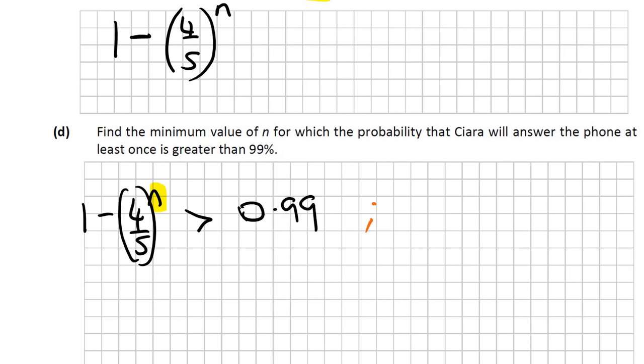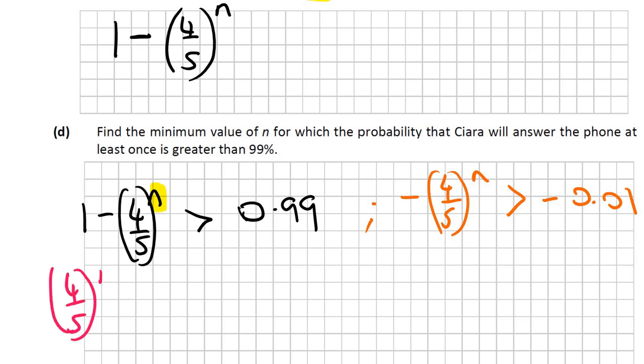Just to answer this in a stepwise fashion, I will subtract 1 from both sides. So we're left with minus 4/5 to the power of n is greater than minus 0.01. I don't like the minus there, so I'm going to multiply everything by -1. But because that's an inequality, then I need to change the sign. So we've got 4/5 to the power of n is less than 0.01.